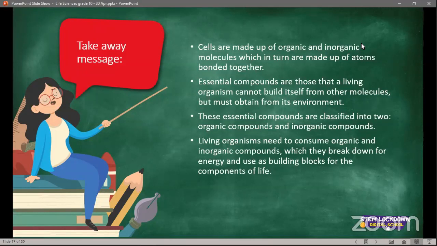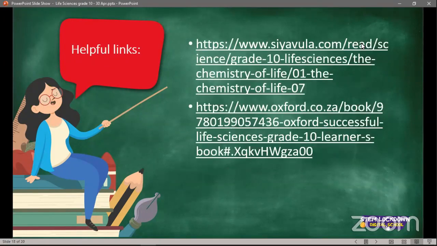These essential compounds are classified into two. Those are our organic compounds and inorganic compounds. So living organisms need to consume organic and inorganic compounds, which they then break down for energy and use as building blocks for the components of life. That is our takeaway message, all on inorganic compounds and the introduction of the chemistry of life.